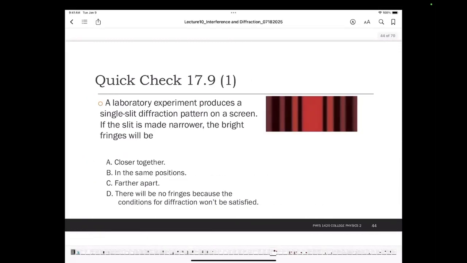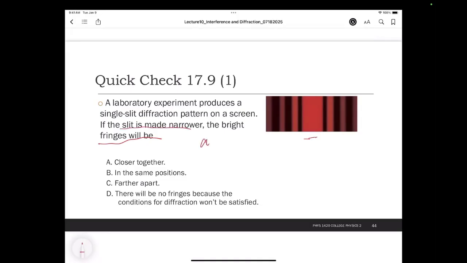Let's talk about some quick check questions. A laboratory experiment produces a single slit diffraction pattern on a screen. Here, if the slit is made narrow, the bright fringes will be what? If the slit is made narrow, the A will decrease.